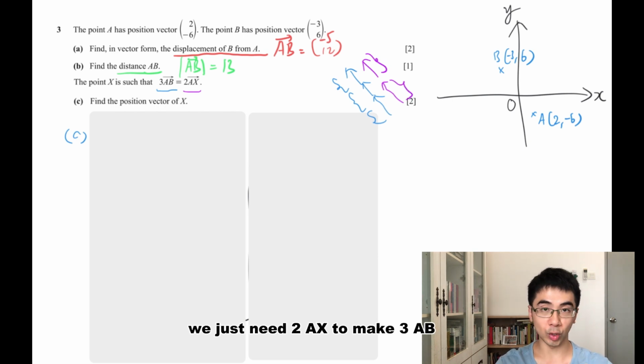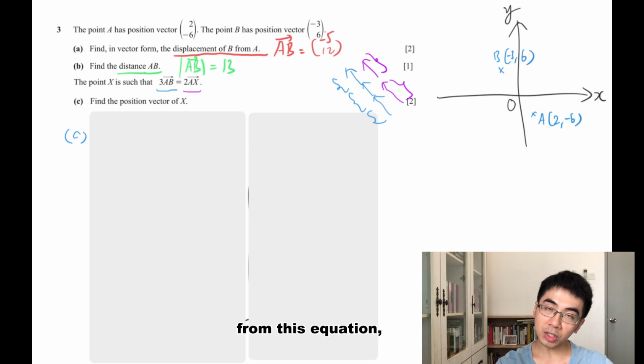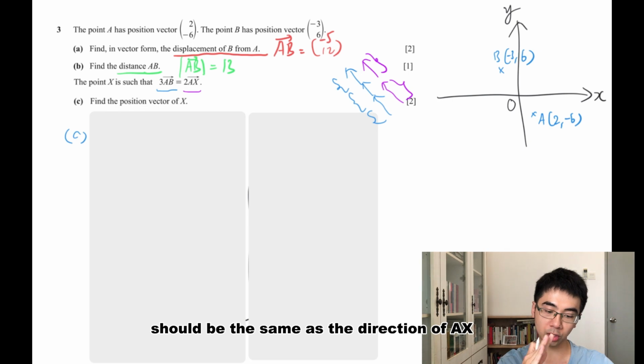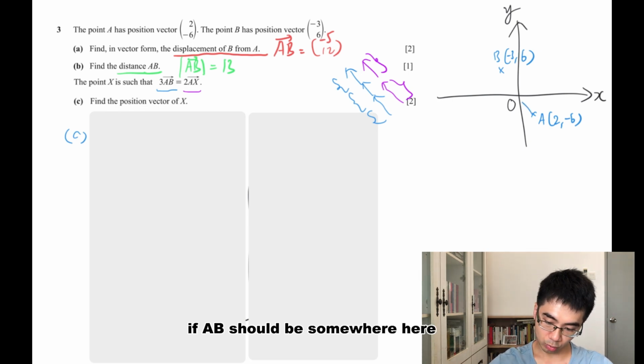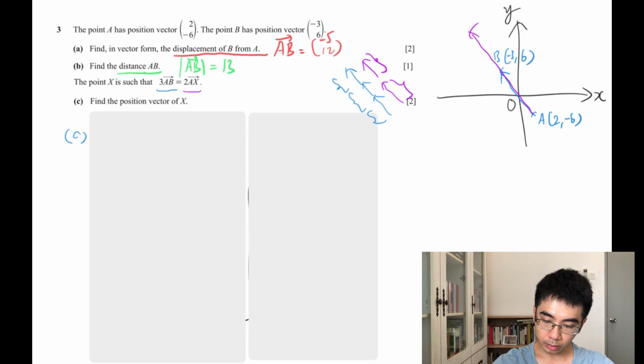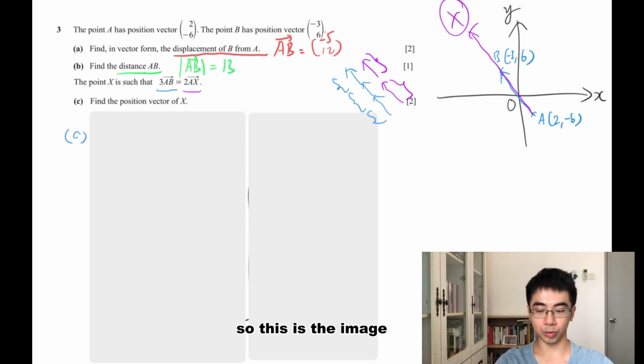We can make 3AB. From this equation, we know that the direction of AB should be the same as the direction of AX. So AB should be somewhere here, and X should be somewhere here, a little bit longer than AB. So this is the image.